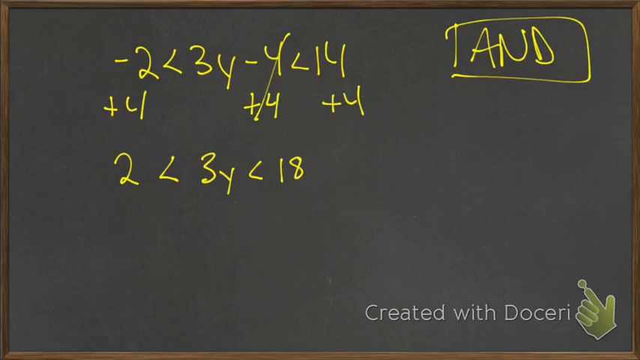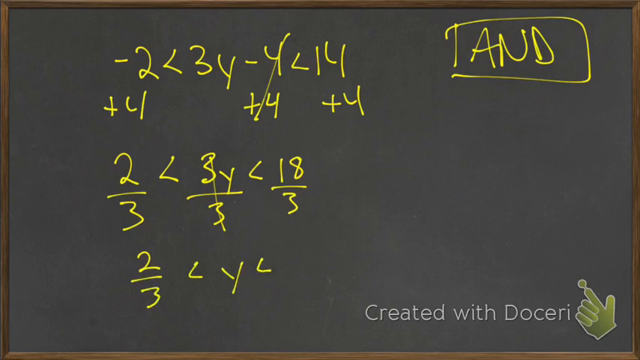How do I get rid of the 3? Right? Divide it by 3. And I'm dividing everything by 3. So what that means is y has to be greater than 2/3 and it has to be less than 6. You feel me?